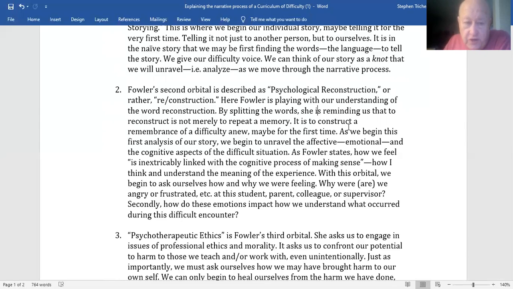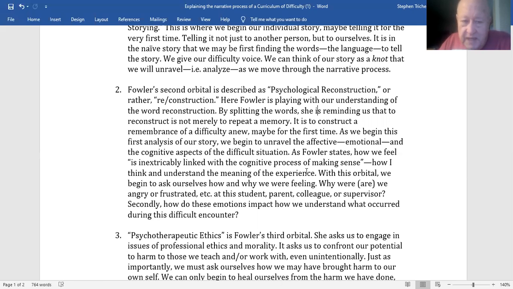As we begin this first analysis of our story, we've begun to unravel the affective, emotional, and the cognitive aspects of the difficult situation. So how the incident made us feel and how it made us think. And we have to analyze that. As Fowler states, how we feel is inextricably linked with the cognitive process of making sense of the difficult. How I think and understand the meaning of the experience.